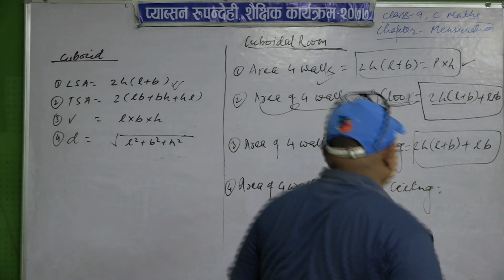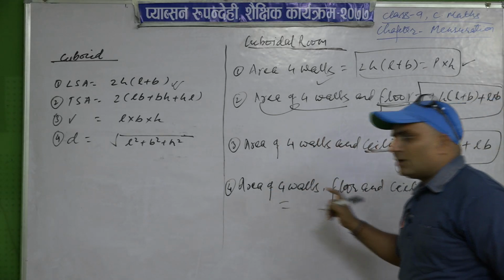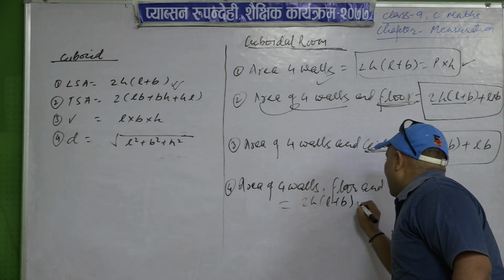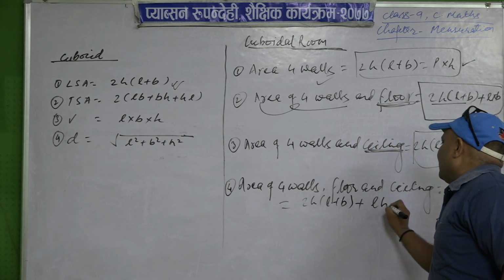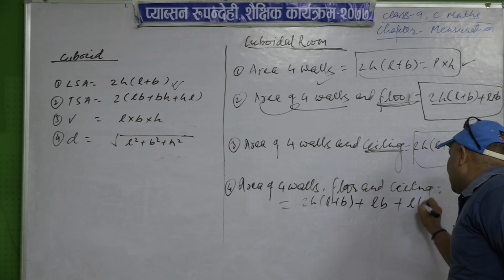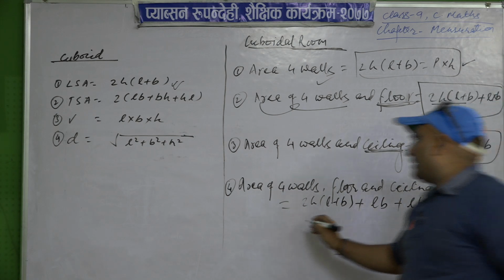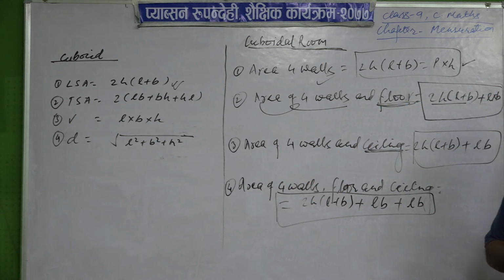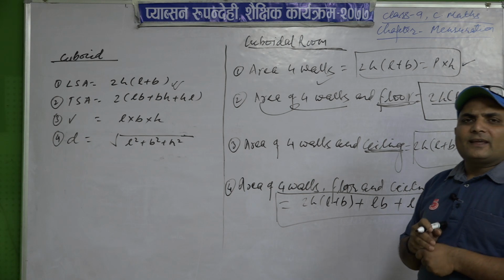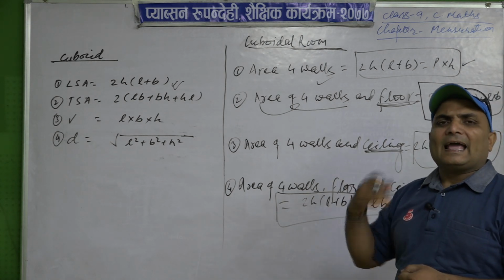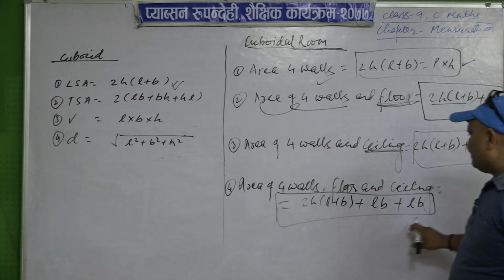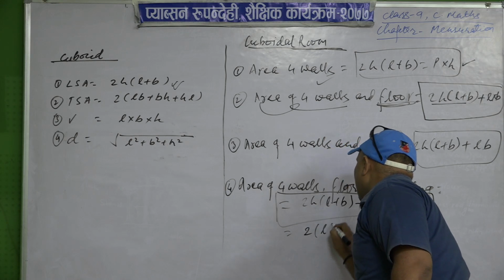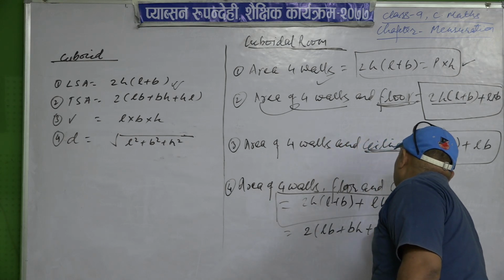So here, the area of four walls we have got as 2h(L + B), and the area of the floor we have as L into B. Again, the area of the ceiling we have as L into B. So this will be the formula for the area of four walls, floor and ceiling. If you solve this formula, you will get 2(LB + BH + HL).